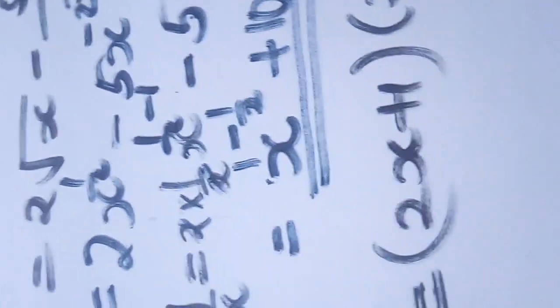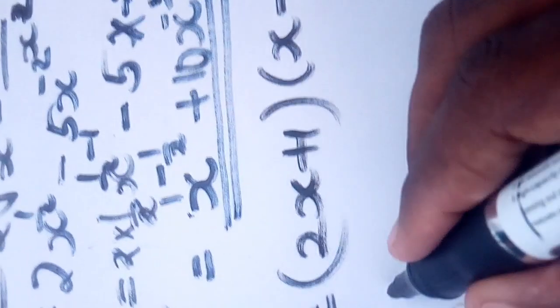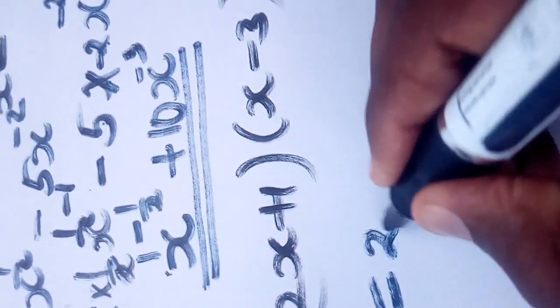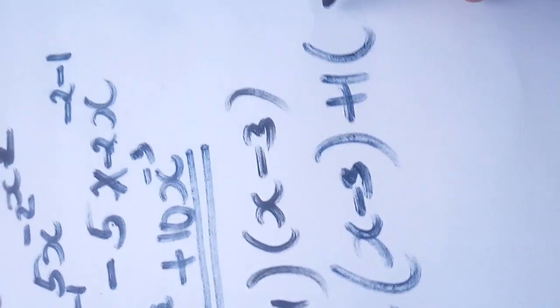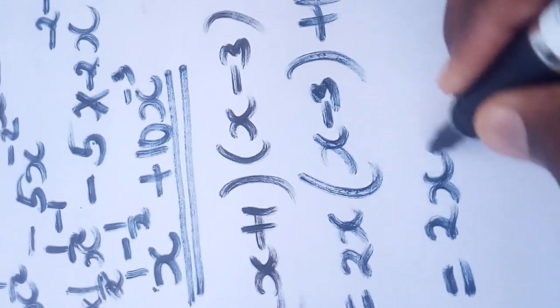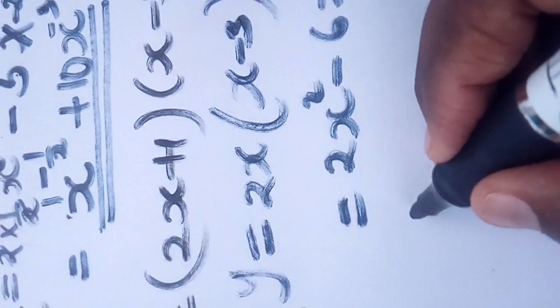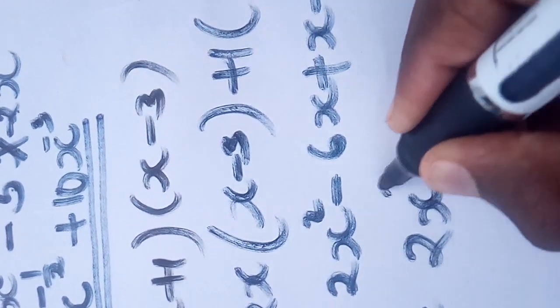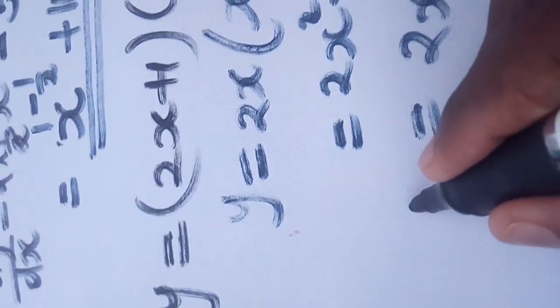power negative 3. For the second function, we have two brackets, so we are supposed to expand for us to get the function. Y is equal to 2x, we multiply with x minus 3, and then plus 1 multiplied by x minus 3, so that we're going to have 2x squared minus 6x plus x minus 3, and the answer is going to be 2x squared minus 5x minus 3. That will be our function.